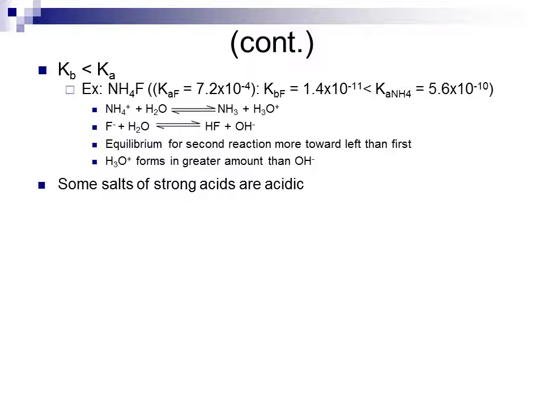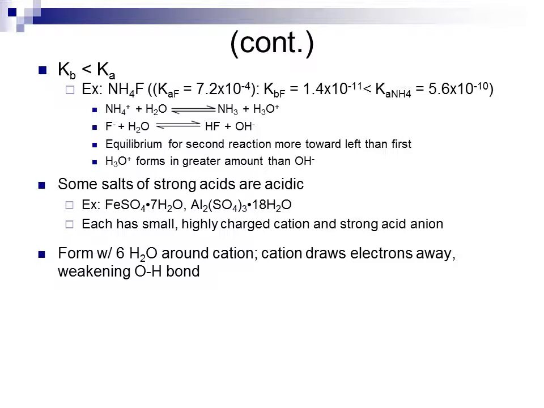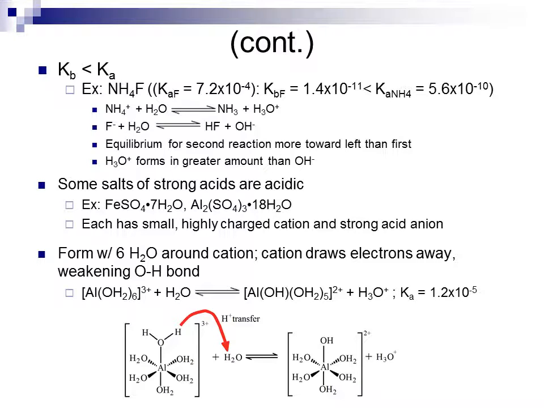Now some salts of strong acids are acidic as well. If I have something like iron sulfate as a heptahydrate or aluminum sulfate as an 18 hydrate, these each have small, highly charged cations and a strong acid anion. In this case, both the anions are sulfate. These form complexes where 6 waters complex around the cation. The cation will draw electrons away from the water, causing the OH bond to weaken, making it more acidic.